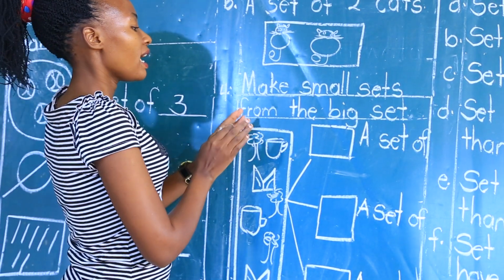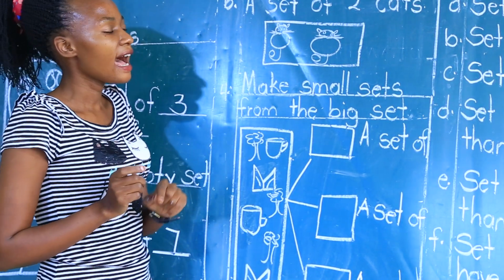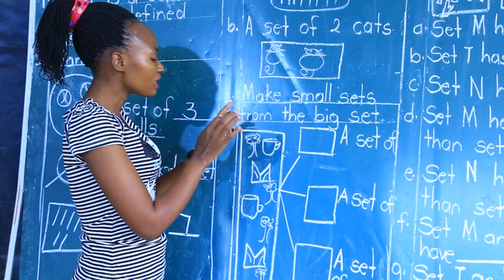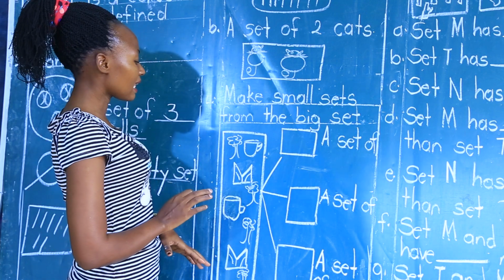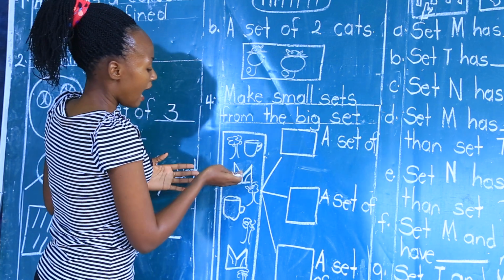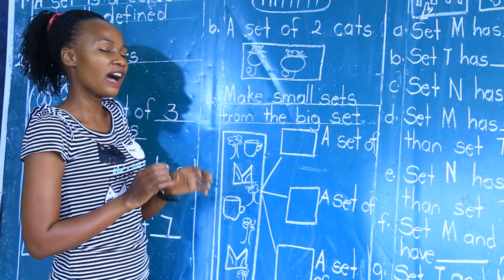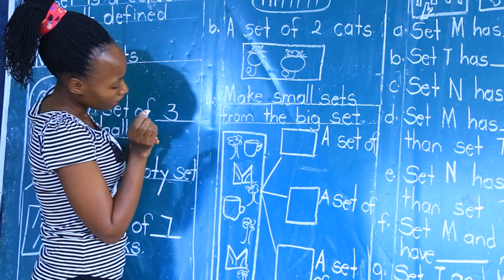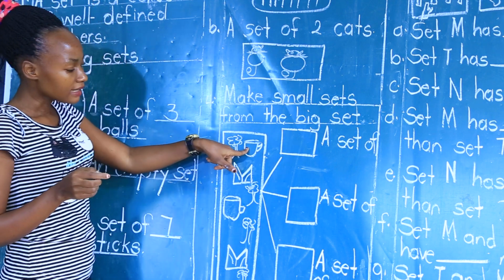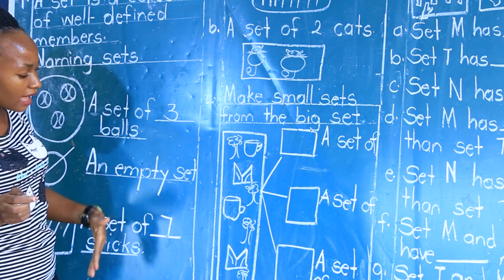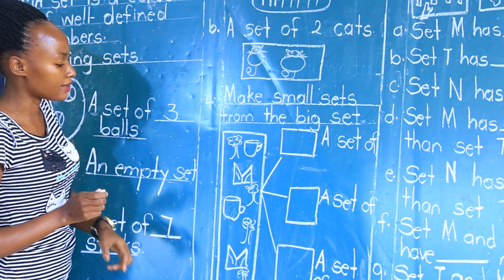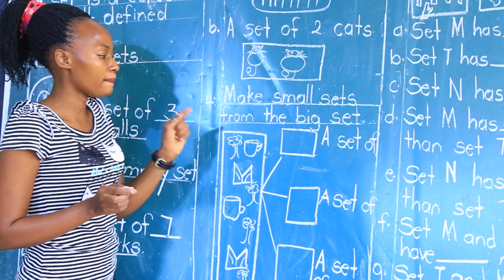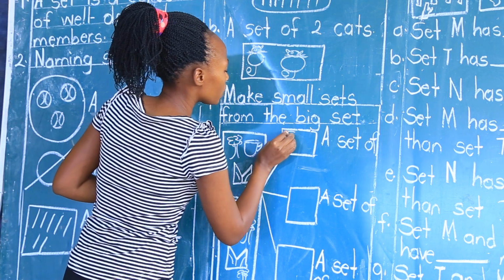Now you want to form the small sets. Remember we said a set is a collection of well-defined members. We have to define those members very well, meaning that we don't put a cup and a book in one set. Let me take the cup first. We first count how many cups we have in the big set, the mother set: 1, 2. I can see 2 cups. Now I draw there my 2 cups.